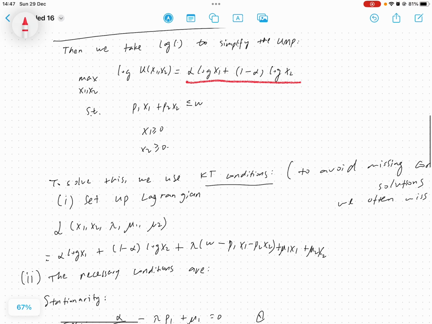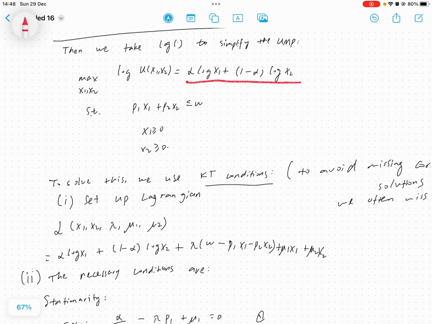Again, the reason why we're using this more general approach is to avoid the problem of missing some corner solutions that we might miss if we just use the first order conditions instead. So how do we use the Kuhn-Tucker conditions? First, we need to set up the Lagrangian.